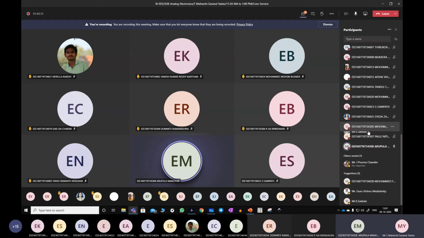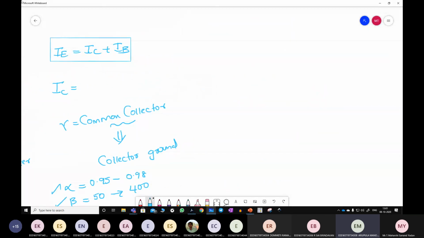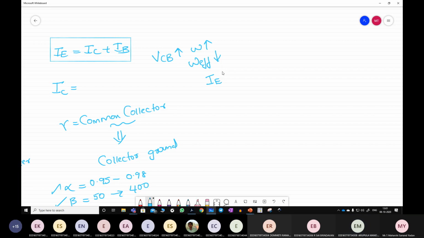What is happening exactly? It depends upon VCB. When VCB increases, the depletion width increases. What will happen to the effective base width? When W increases, the effective width decreases, sir. And when the effective width decreases, IC will increase, sir. Right.